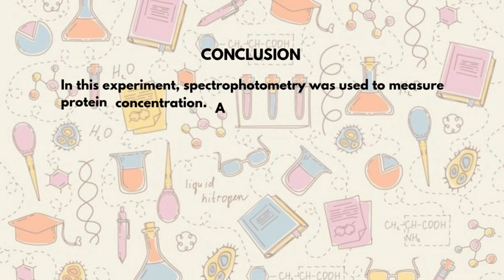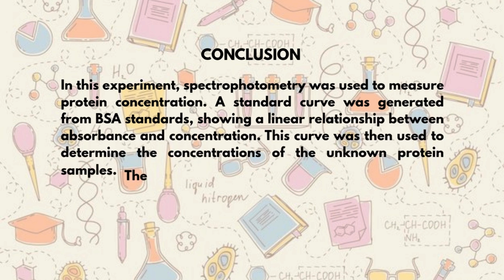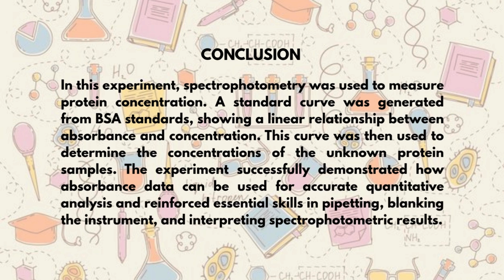For the conclusion of this experiment, spectrophotometry was used to measure protein concentration. A standard curve was generated from BSA standards showing a linear relationship between absorbance and concentration. This curve was then used to determine the concentrations of the unknown protein samples. The experiment successfully demonstrated how absorbance data can be used for accurate quantitative analysis and reinforced essential skills in pipetting, blanking the instrument, and interpreting spectrophotometric results.